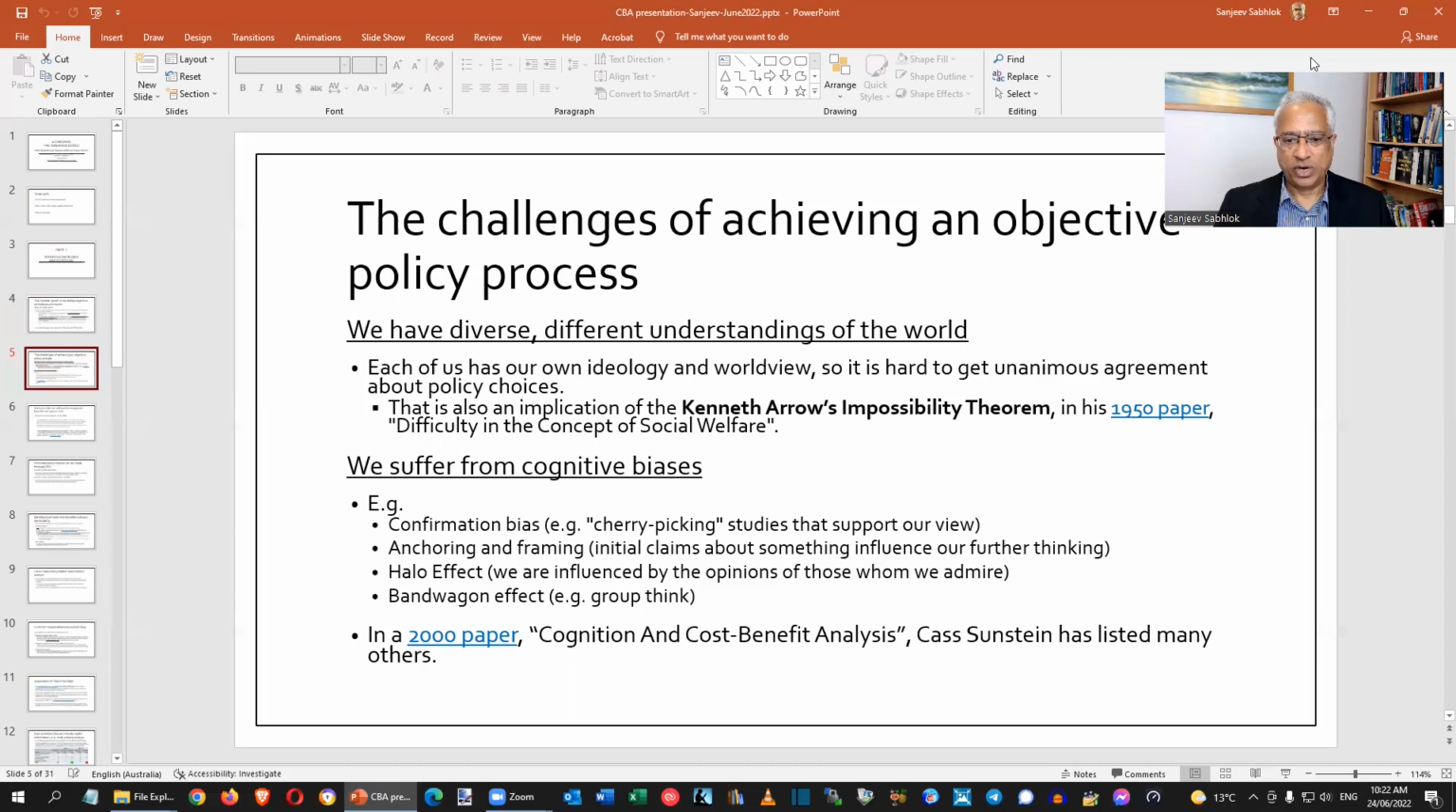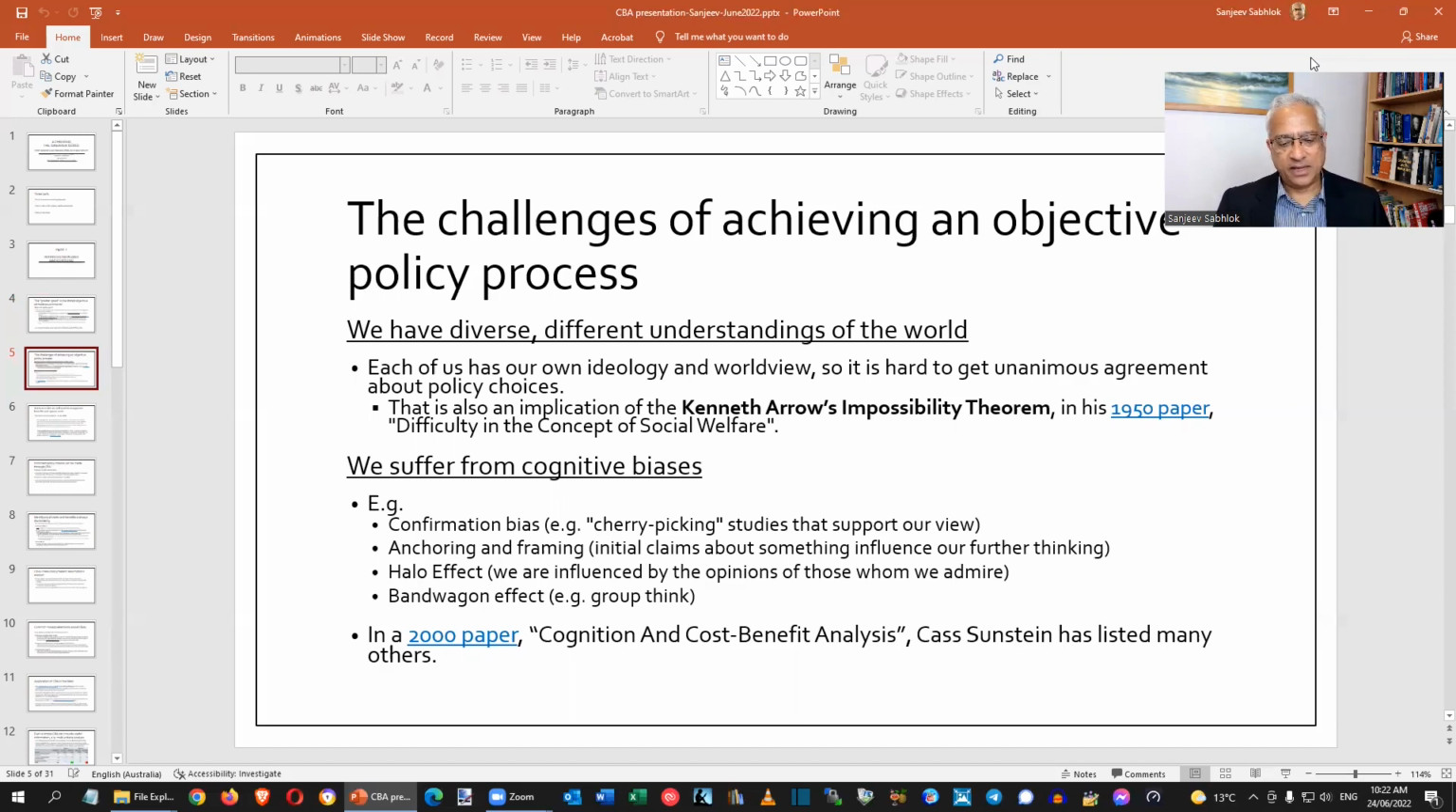And we also have Kenneth Arrow's impossibility theorem, from his 1950 paper. He talks about the difficulty in the concept of social welfare. Welfare economics is all about maximizing social welfare, but at the heart of it is this fundamental problem that we aren't in a position to identify what exactly it is. And the second one is that we all suffer from cognitive biases. These biases are a large number, there are tens of them. A simple one, for example, is confirmation bias. We cherry pick things that we think are going to support our view, and we avoid looking at things that may not support our view.